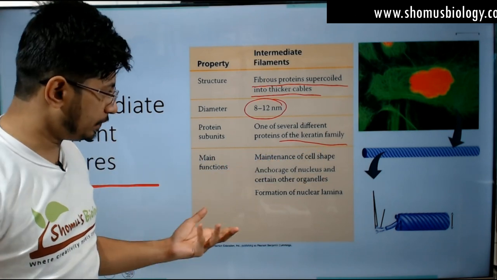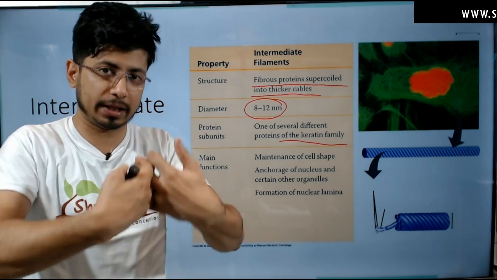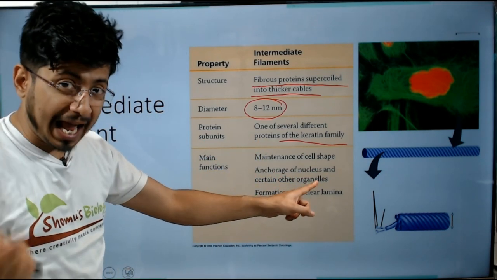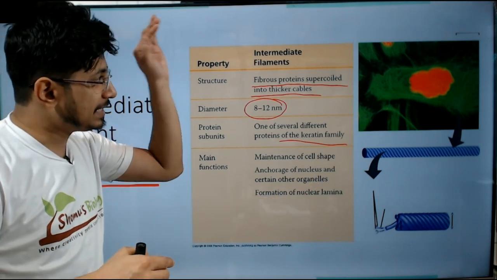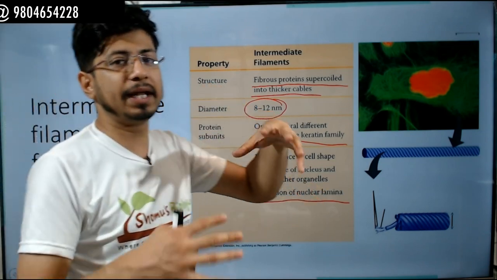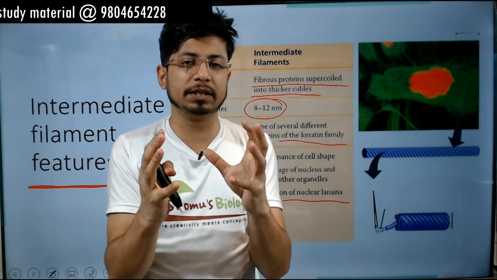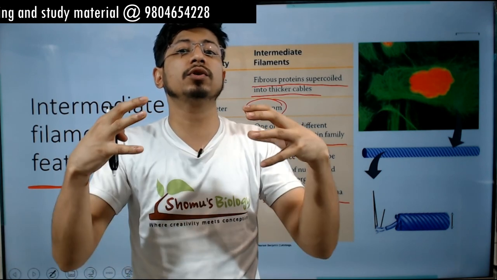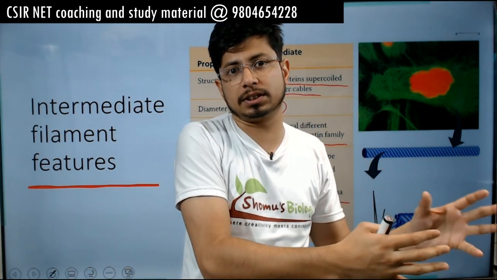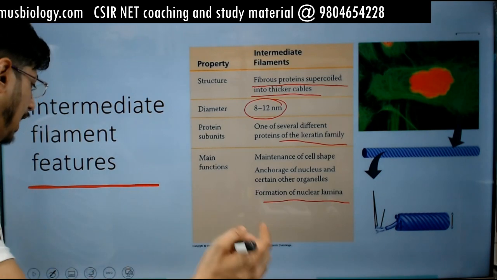Maintenance of cell shape. Obviously it provides the cell immense tensile strength from the side, anchorage of the nucleus and certain other organelles, and the most important function is that intermediate filaments help the formation of the nuclear lamina. The nuclear lamina is the skeleton structure that holds the shape of the nucleus inside the cell, so that the nucleus does not collapse while multiple important functions are being played inside the nucleus, including DNA replication, transcription, RNA modifications and all.